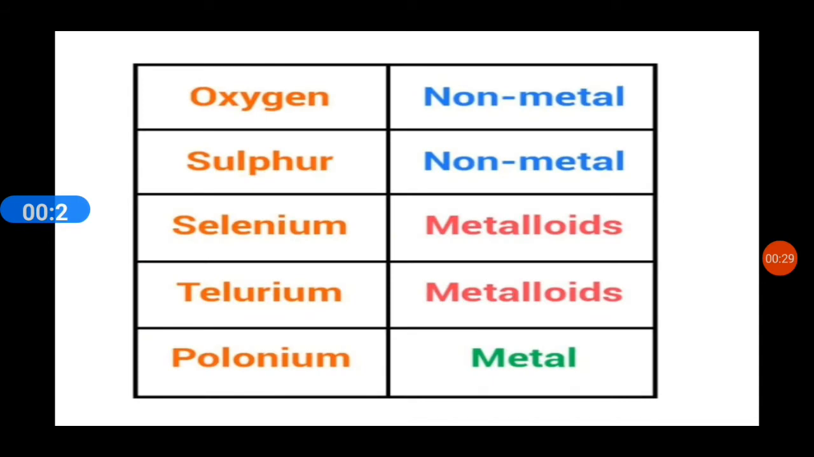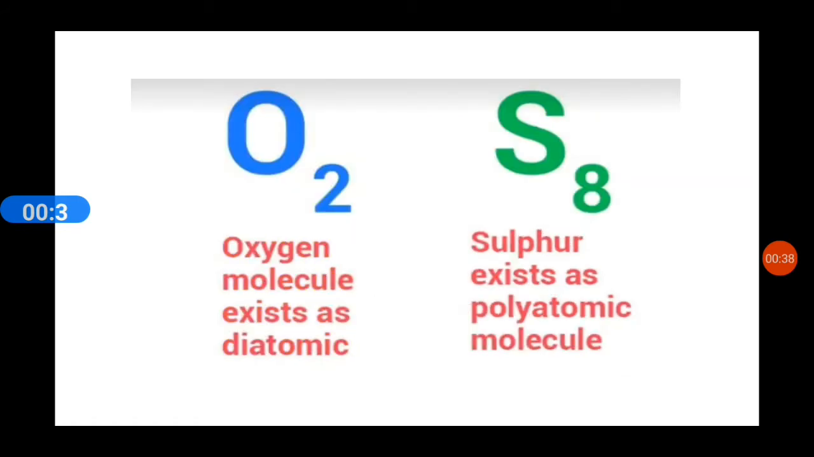Of these, the first two elements are non-metals, the next two metalloids, and the last one, polonium, is a metal. Oxygen exists as a diatomic molecule, whereas sulfur exists as a polyatomic S8 molecule.